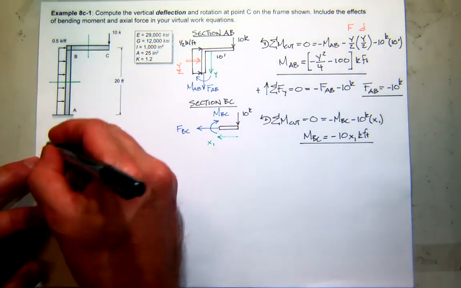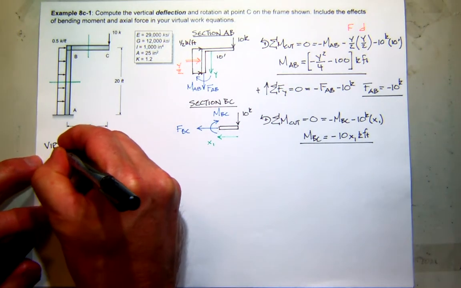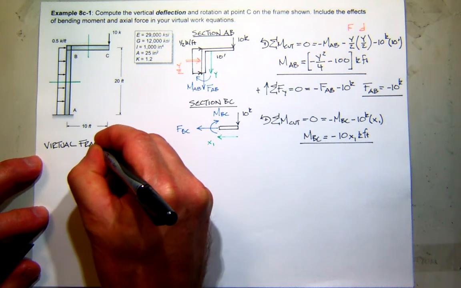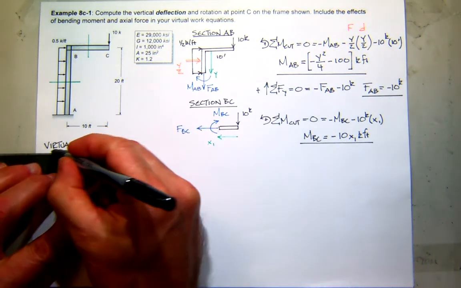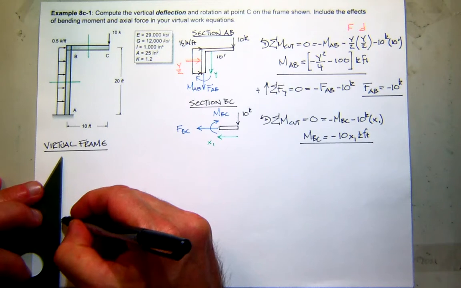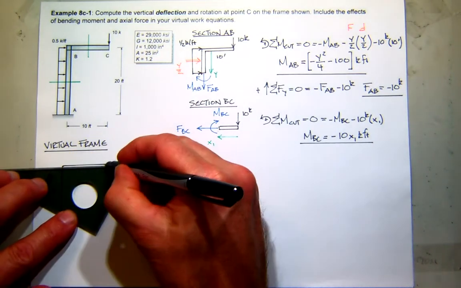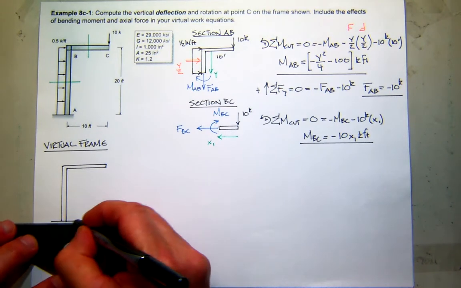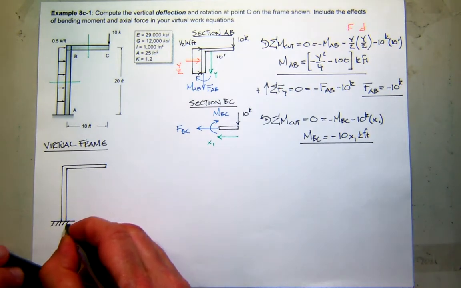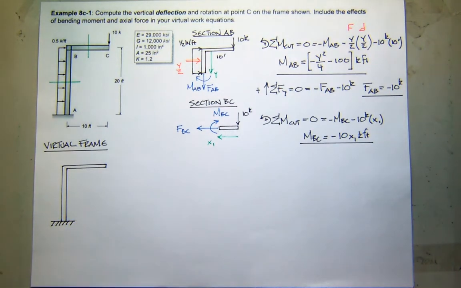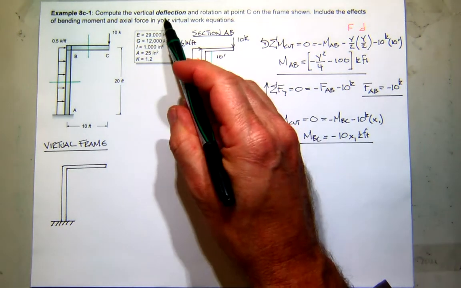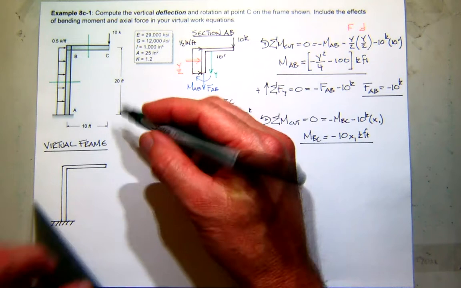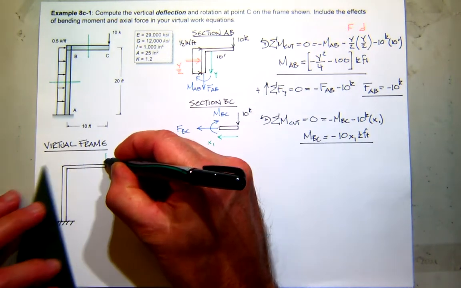So now what do I do? Let's get some virtual stuff. So my virtual frame, what will it look like? Well, it's going to have the same geometry as the original frame. That hasn't changed. This is not a conjugate frame. And where do I put my virtual force? Well, I want the vertical deflection at C. C is the end, vertical. I think I'll assume it goes down.